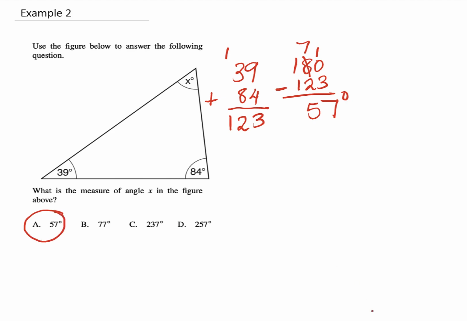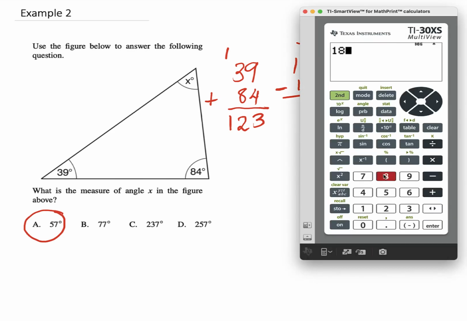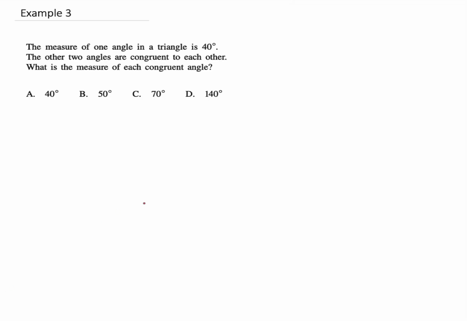If this was on the calculator section, 180, and then I'll start to subtract 39, and then I'll subtract 84. 57. Now sometimes they don't give you a model, so they'll just give you a simple word problem.